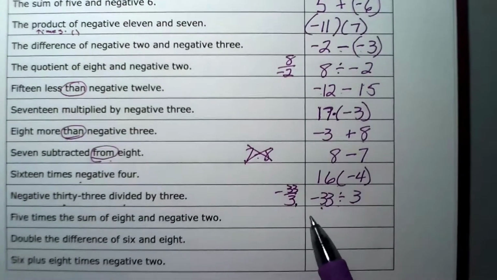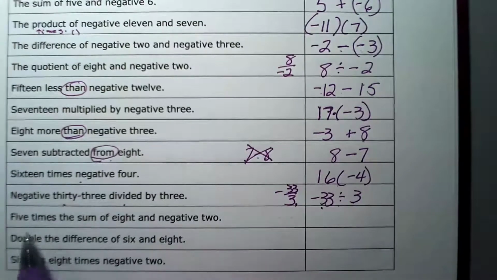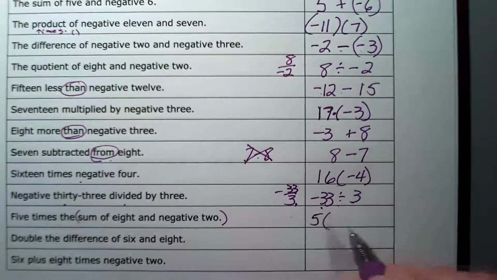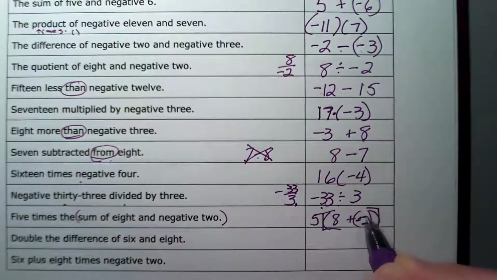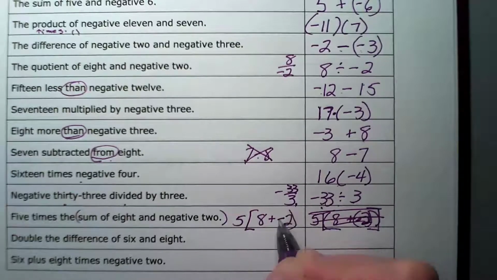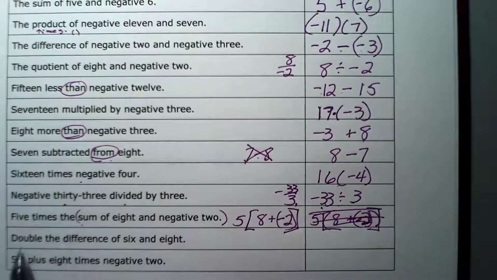These last 3 are a little more complicated. Here we have 5 times the sum of, so it's 5 times this whole thing. So to indicate that, we do 5 times, and then the sum is plus 8 and negative 2. So I probably should put brackets because I have that parentheses in there too. That's hard to see. I'm going to cross it out and do it over here. 5 times the sum of 8 plus negative 2 would look like that.